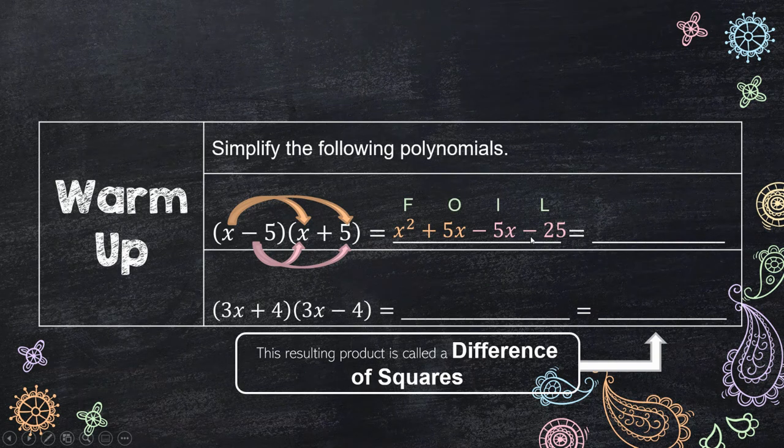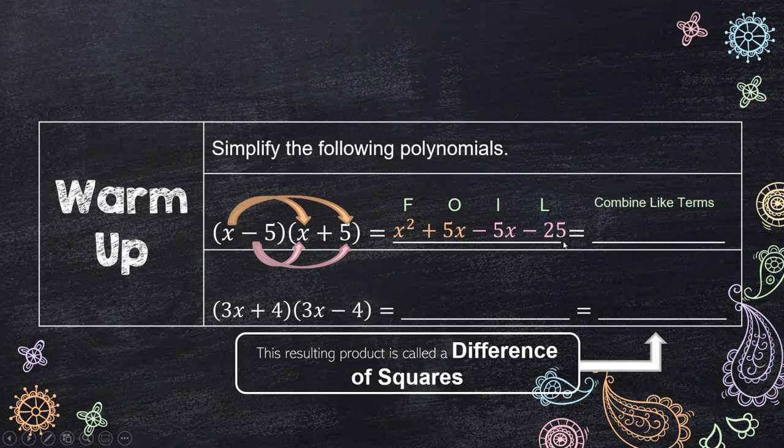Some people like to use the acronym FOIL for when you're multiplying a binomial times a binomial. All that means is first term times first term. That's what gives us the x squared. And then our outside product is the x and 5, these two terms that are farthest apart. And then the inside product, these two terms that are closest together, give us that negative 5x. And then the L stands for last. The last term in this set times the last term in that set gives us that negative 25.